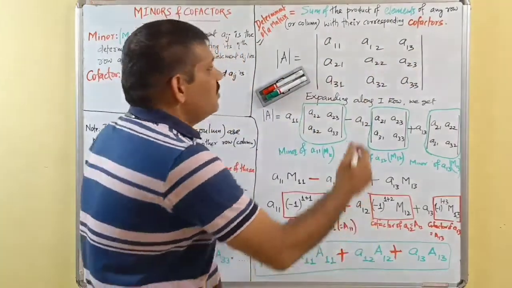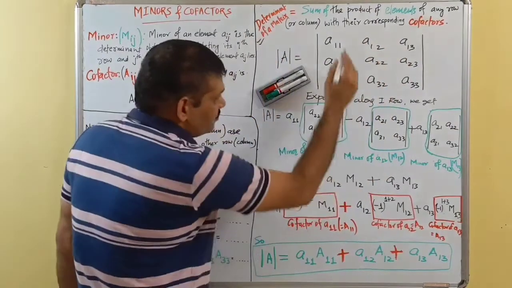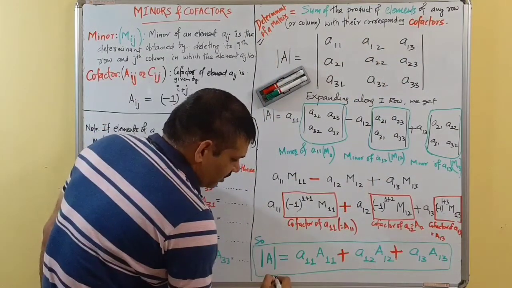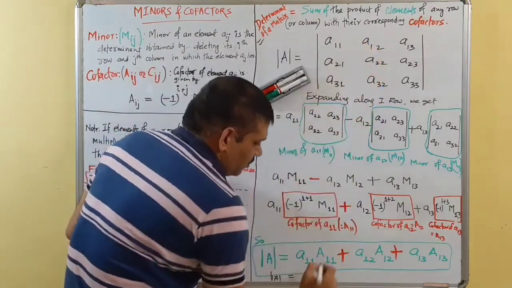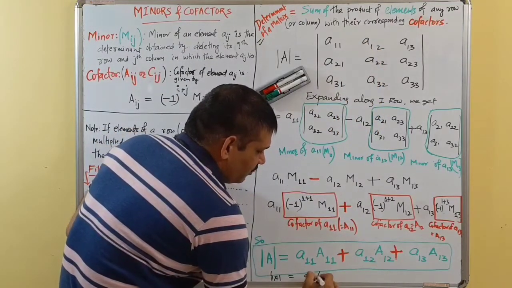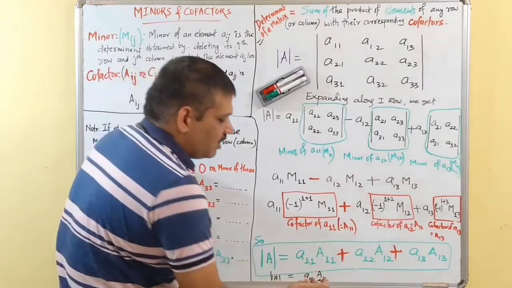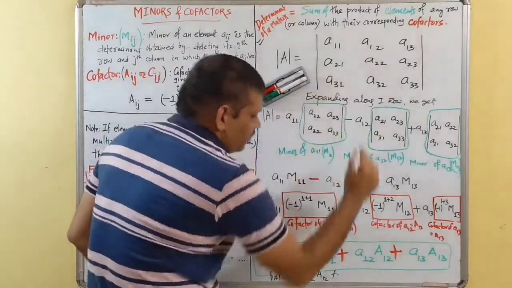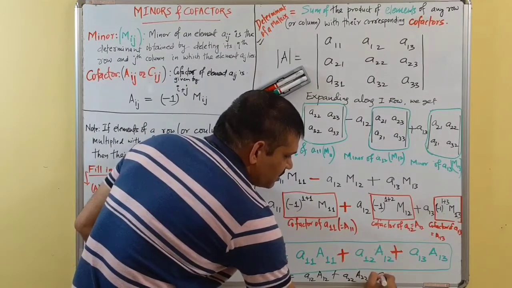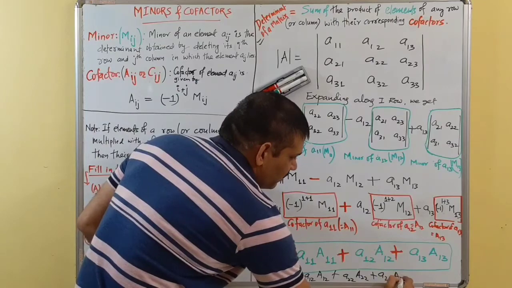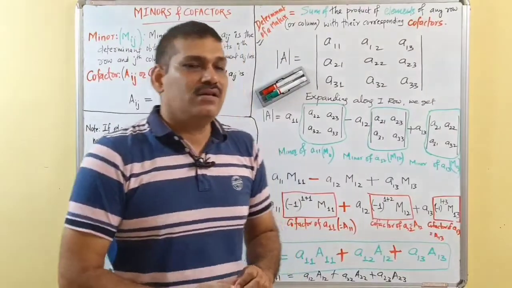I could have chosen the second row or the second column. Suppose I have chosen the second column, then the value of the determinant could be written as A12 multiplied by its corresponding cofactor, termed capital A12, plus A22 multiplied by capital A22, plus A23 multiplied by capital A23. This is how we evaluate the determinant.